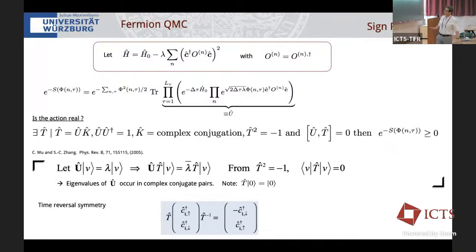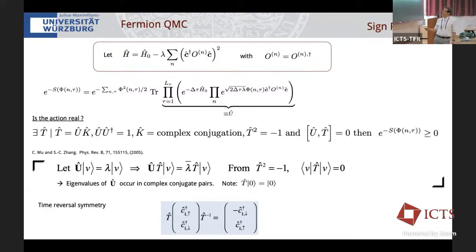So the key point is, how can we, does this work? And this will only work if the determinant, or the trace of this U hat, is positive. And to show this, normally people use symmetries. One symmetry you can use is to ask, for the given problem we are looking at, do we have an anti-unitary operator? That is, a unitary times complex conjugation, which squares to minus 1, and that commutes with this operator U. If it does, then you can use something like Kramers' theorem. So this is a one-line proof of Kramers' theorem.